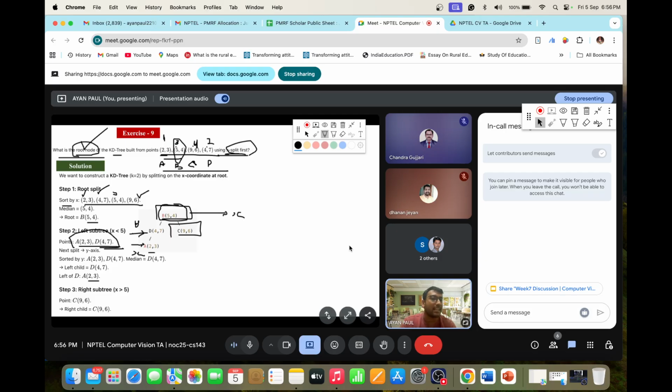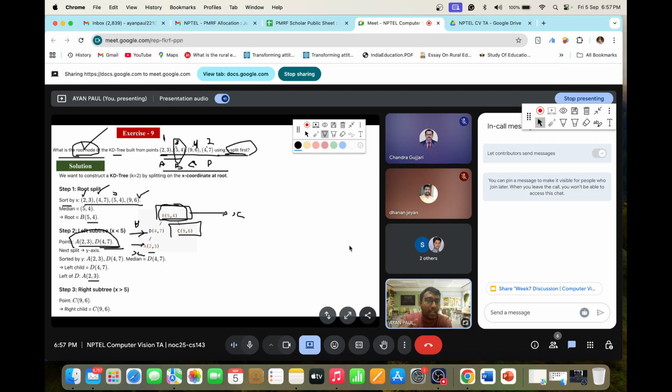Up to this, is it clear to everyone? Yeah. Then you first do the X splitting. How do you do it? The left node and right node. If we have a single root, there will be a left branch and a right branch. The left branch will always take values lesser than that, and the right branch will take values greater than that.